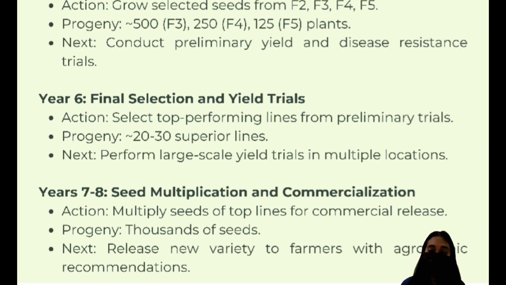Finally, in years 7 and 8, we focus on seed multiplication. We take our top lines and produce thousands of the seeds for commercial release. This is where our hard work pays off as we prepare to release the new variety to farmers. And that's a quick overview of how we develop a high-yielding, disease-resistant wheat variety using the single seed descent method.